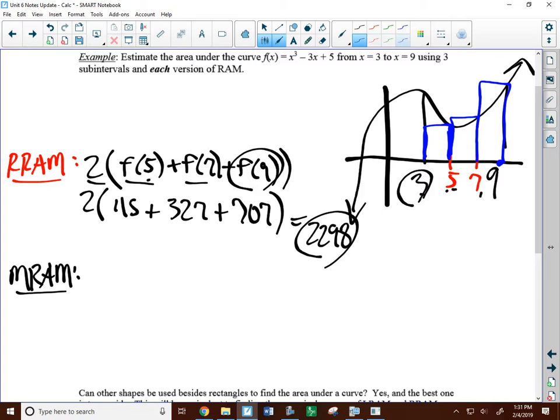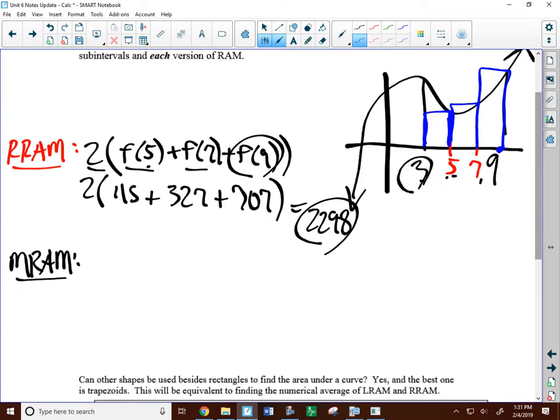So let's finish up with midpoint RAM for today. So this one, you got to do one extra thing. You got to find the midpoints of the rectangles. So 4, right? 3, 5, 6, and 8. Here, so I'll draw in green. To make the rectangle, you go up from the midpoint and make a rectangle. Up from the midpoint to the curve. Up from the midpoint to the curve.